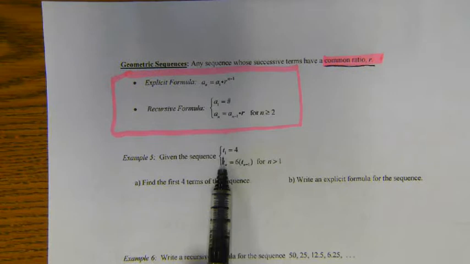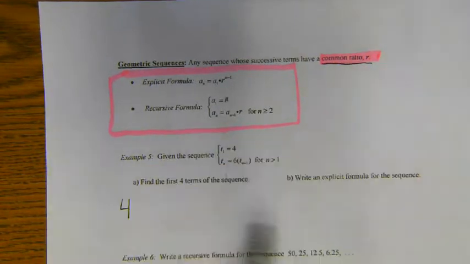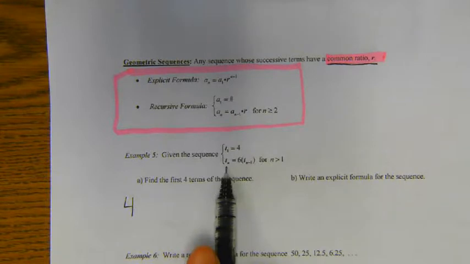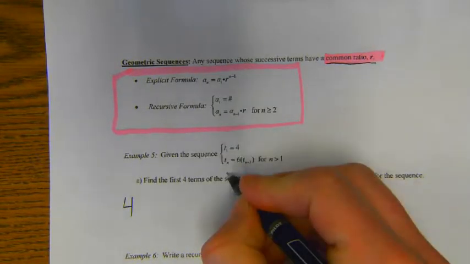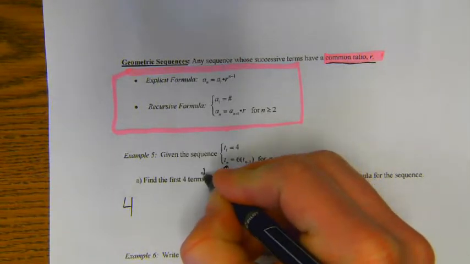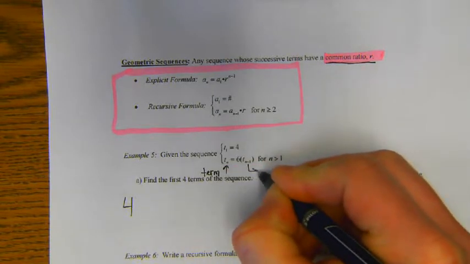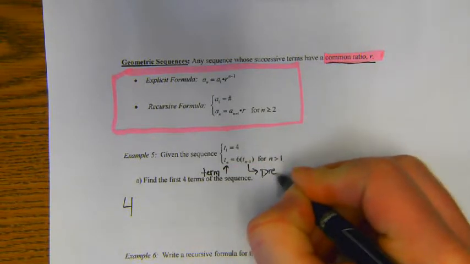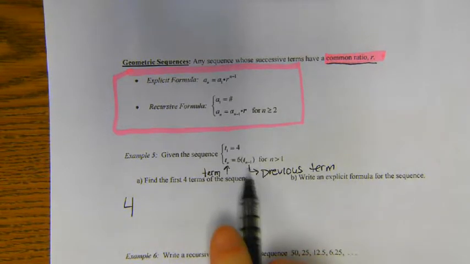The first 4 terms of the sequence. So what this says is the first term is 4, and to find the nth term, you take the n minus 1. So once again, like before, if this is the term I'm on, this just stands for the previous term. And it looks like I'm taking the previous term times 6.